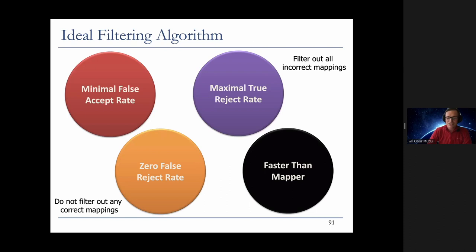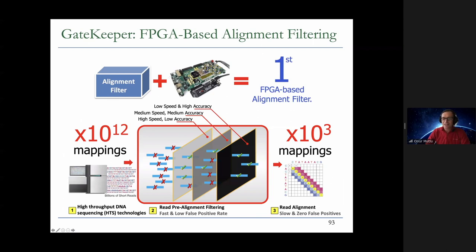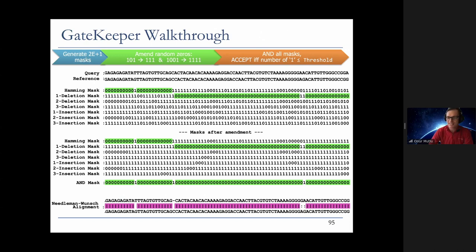So what do you need in a filter? We've discussed this already, but very quickly, you want to filter out all incorrect mappings, and you do not want to filter out any correct mappings, clearly. Correct is defined as approximate string matching that happens with some error rate. And in the end, you want to be faster than the mapper, and much faster than the mapper itself. We've already seen this picture: shifted Hamming distance got rid of data dependencies. And it turns out with simple changes to shifted Hamming distance, which I'm not going to talk about in detail, you can map it to an FPGA. And once you map it to an FPGA, you get an order of magnitude improvement in performance.